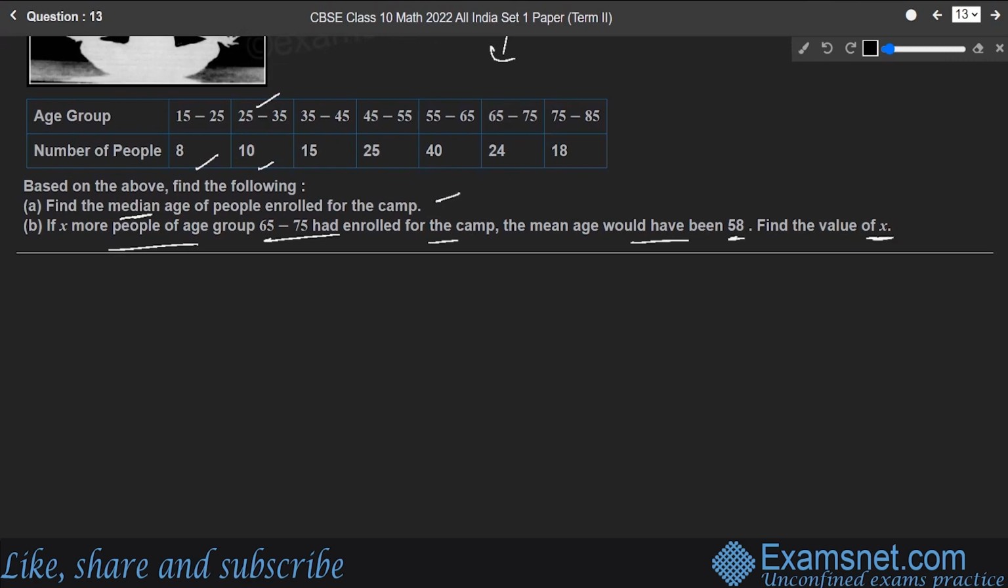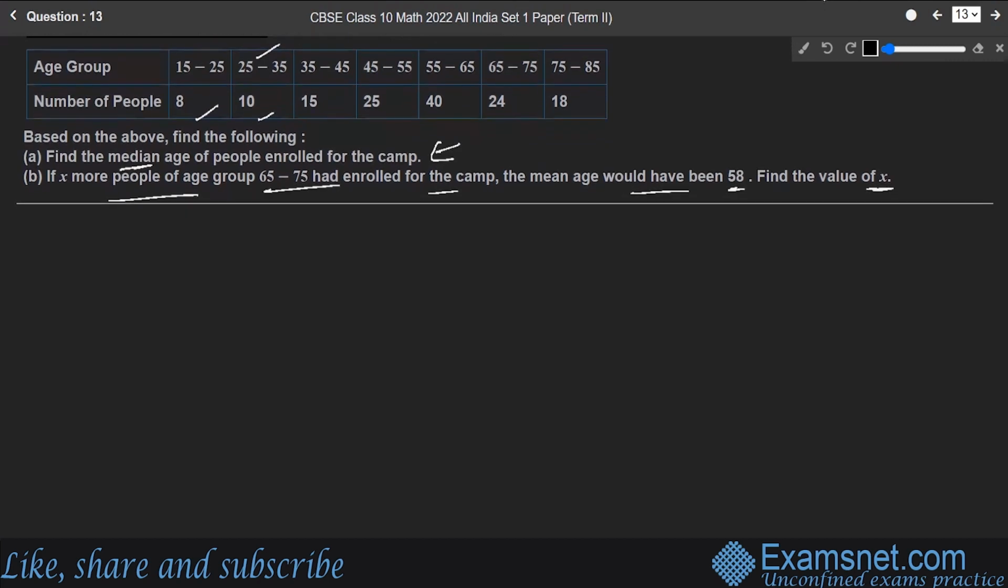So let us focus on the first one. We have to find out the median of the distribution that is there. So let us construct the table. We are supposed to construct the table which can be utilized to find out the median.